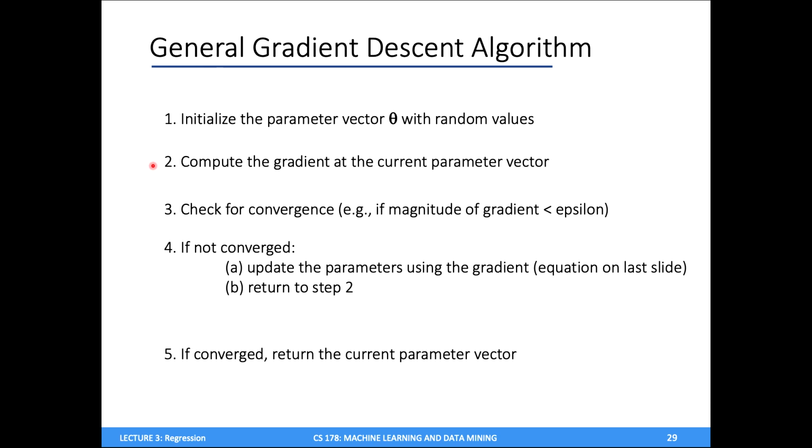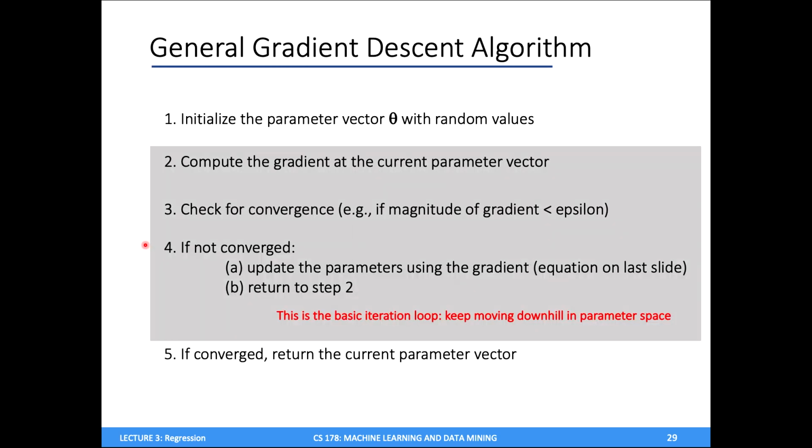We compute the gradient of our loss function at that point theta. That gives us the direction of steepest descent. We can do a convergence check then. If we're already at a local minimum, there's no point in updating theta. If it hasn't converged, then we'll plug it into that gradient descent update algorithm I showed on the previous slide to update our parameter values. And shown in gray here, this is the basic iteration loop of gradient descent. We keep updating our parameter vectors using that algorithm.